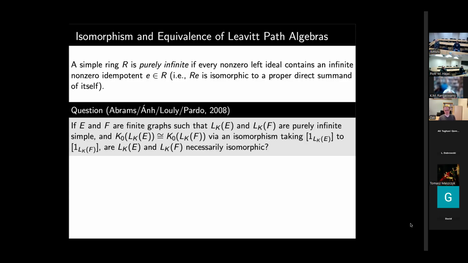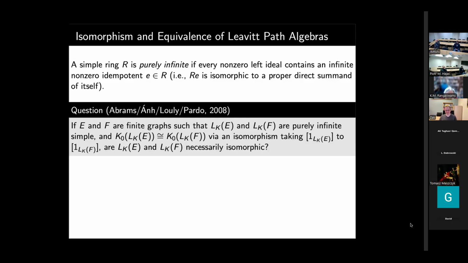Here, what we have is just a famous question. This is probably the most famous open question about Leavitt path algebras. If you take two such Leavitt path algebras, and their K0 groups are isomorphic, and the isomorphism respects the equivalence class of the identity, are the Leavitt path algebras then isomorphic?